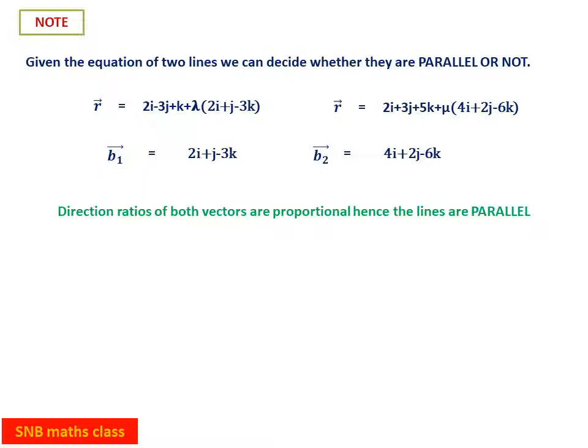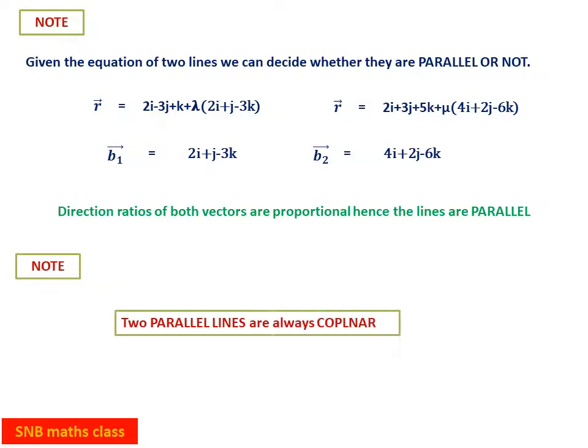So what is the condition? The vectors b1 and b2, either they should be the same, because the constants lambda and mu change, or sometimes the vectors may be different but proportional. So this is the understanding we should have before we proceed. Therefore, remember, two lines which are parallel are also coplanar. This I have made very clear. Let us proceed.